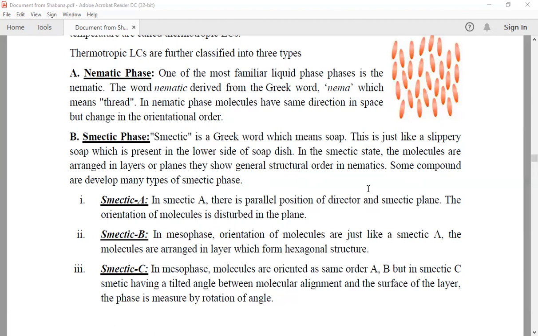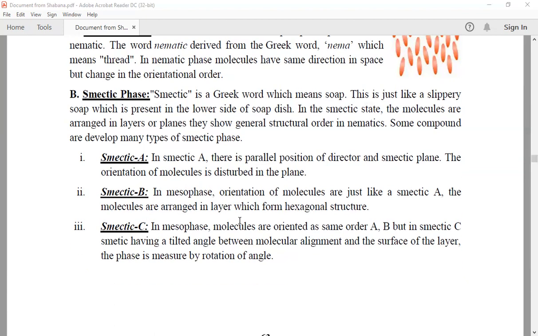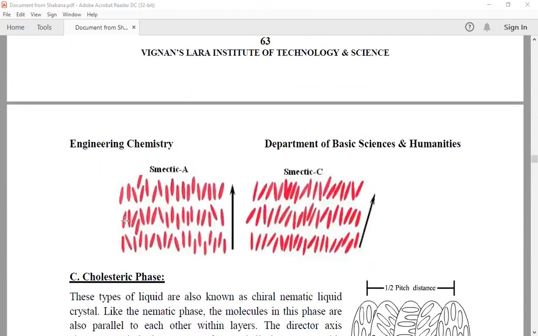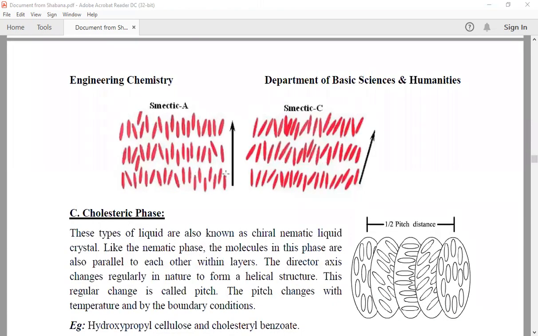And this smectic phase is again of three types based on the orientation of the director. They are smectic A, smectic B, and smectic C. Coming to the first type, which is known as smectic A, see here is a diagram of the smectic A.